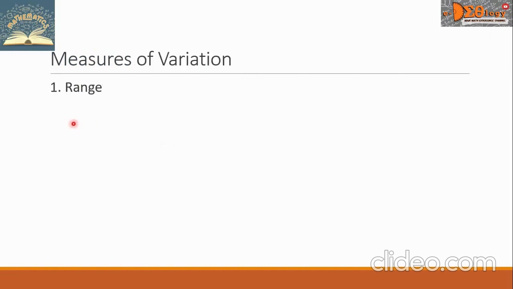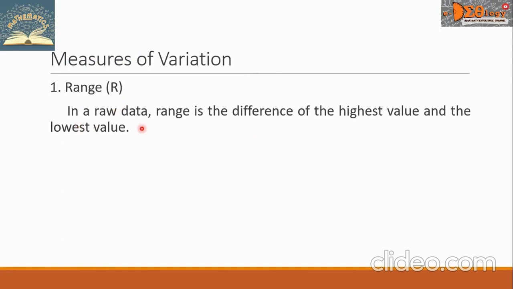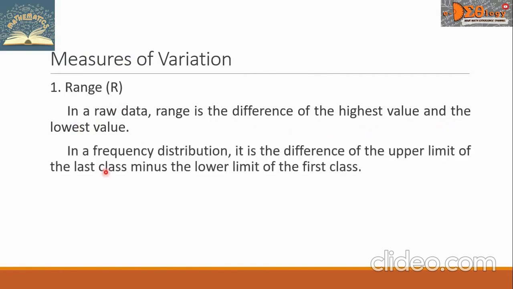Let us study the first measure. This is the range. Range is denoted by R. In a raw data, range is the difference of the highest value and the lowest value. In a frequency distribution, it is the difference of the upper limit of the last class minus the lower limit of the first class.